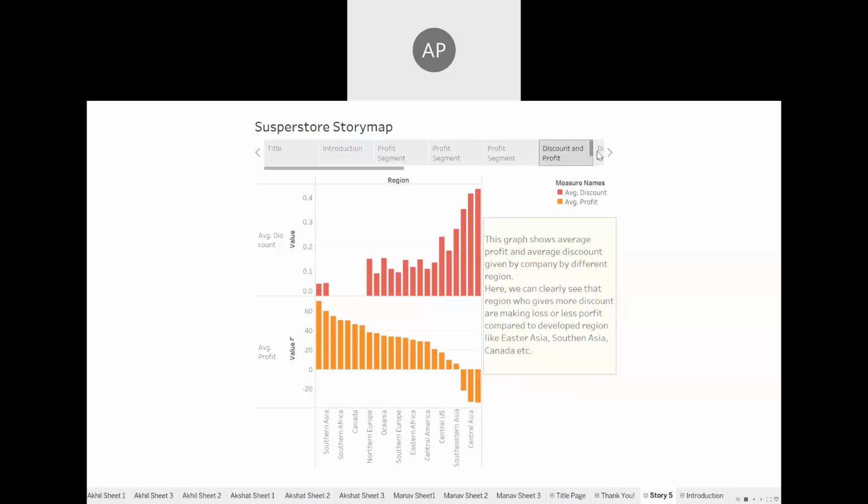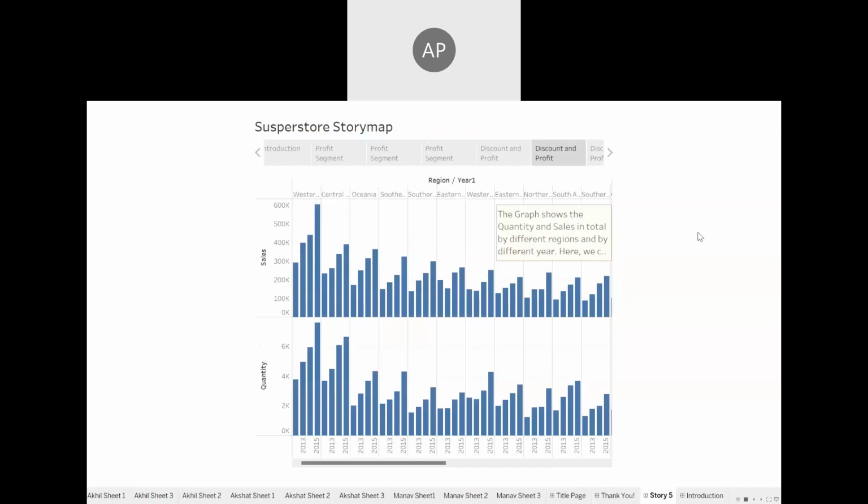Can you change? Yeah, thank you. So here you can see that I have used sales and quantity against each year for the region. From this graph you can clearly see that online sales as well as the quantity are increasing for each and every region each year. Here in 2015, for each region you can see that the bar chart is almost high for each region, right?